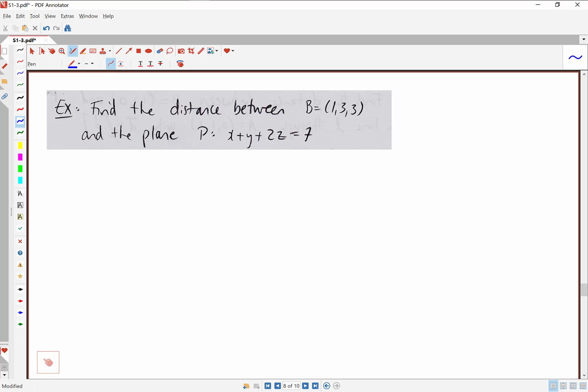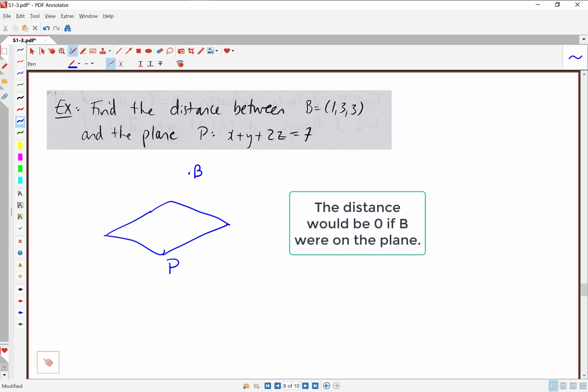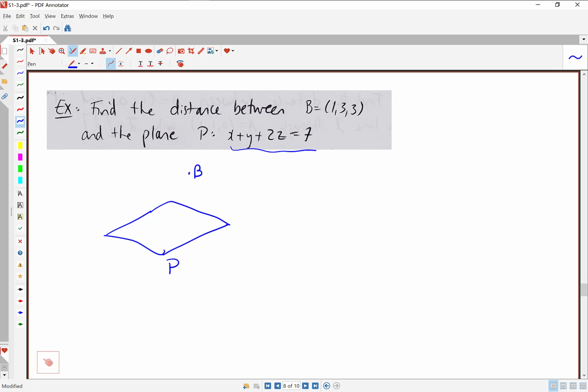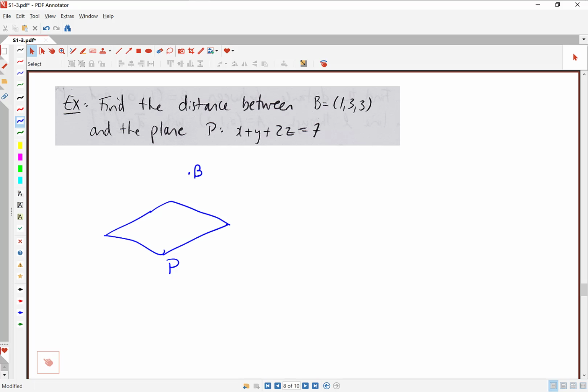So here's a geometry problem for us. We want to find the distance between the point B and the plane, which we'll call P. So imagine we've got this plane in R3, and presumably this point B does not lie on the plane. Otherwise, it's not a very interesting question. If you want to confirm that B is not on the plane, just check if (1, 3, 3) satisfies this equation. No, it does not. So that tells us that point B is not on that plane.